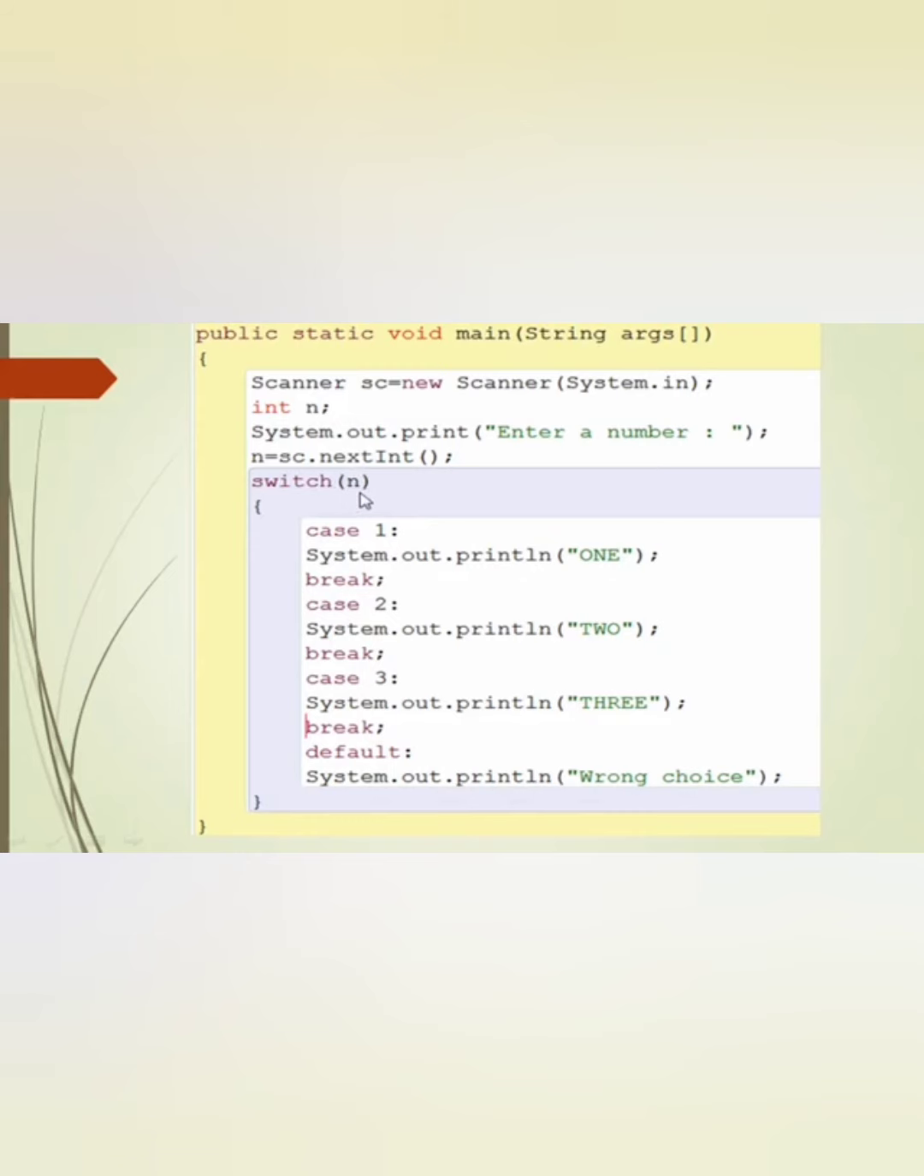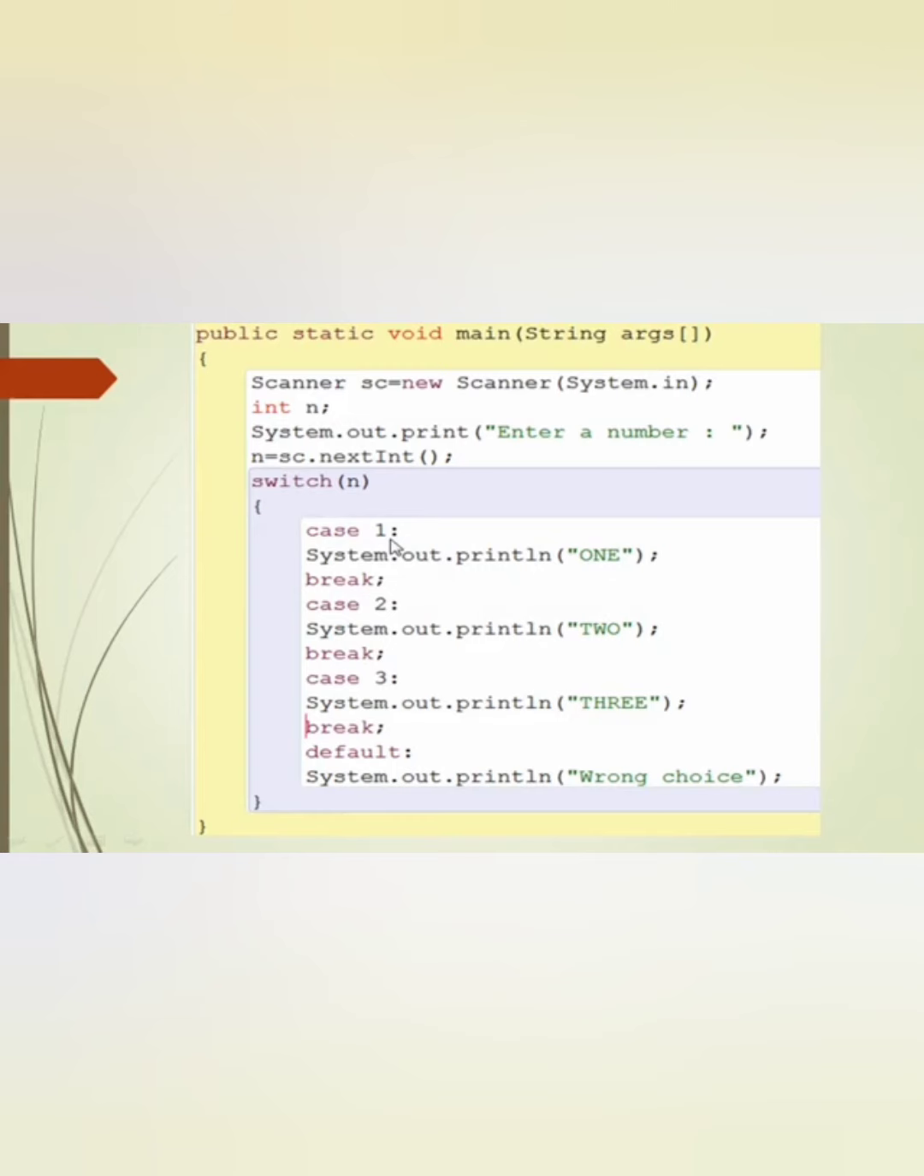In the brackets we give the control variable. n is the control variable here. The switch spelling is all small letters. Then a curly bracket opens for the switch. First case 1, in small letters, case 1. After 1 there is a colon, not a semicolon, it's a colon.